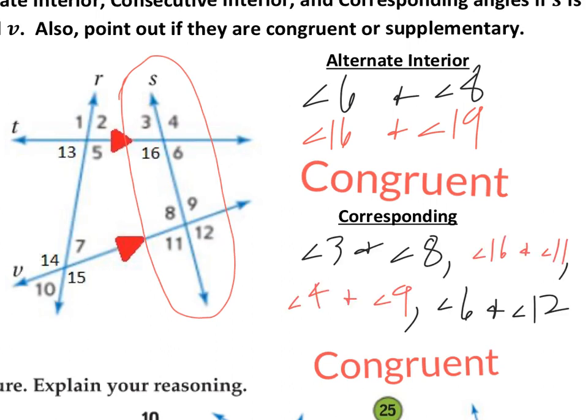That's what I mean. So 3 and 8, 4 and 9, 16 and 11, and 6 and 12. And remember, just like the previous example, angles 3 and 8 can be considered congruent to 6 and 12 because they're vertical angles to one another. And same thing for 4 and 16 and 9 and 11. And if I were to add up angle 3 plus angle 4, that equals 180. Or same thing with any of the black angles plus any one of the red angles, they would also equal 180. Okay?